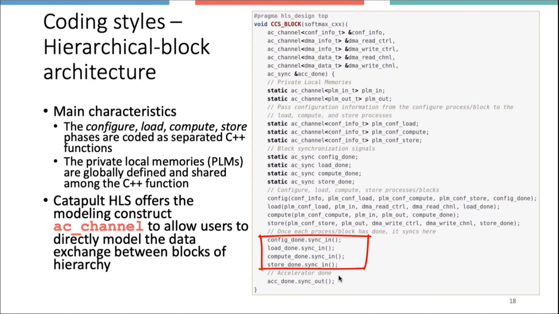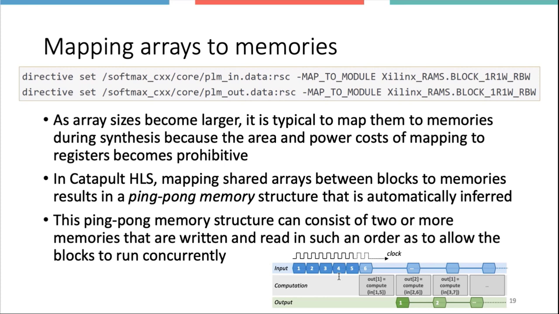As array sizes become larger, it is typical to map them to memories during HLS because the area and power cost of mapping to registers becomes prohibitive. In Catapult, the arrays that are shared between hierarchical blocks get automatically mapped in a ping-pong memory structure. This ping-pong memory structure consists of two or more memories that are written and read in such a way that the blocks can run concurrently. This is useful and is one of the key aspects of the accelerator in ESP, being able to tailor the PLM to keep the maximum throughput of the accelerator.